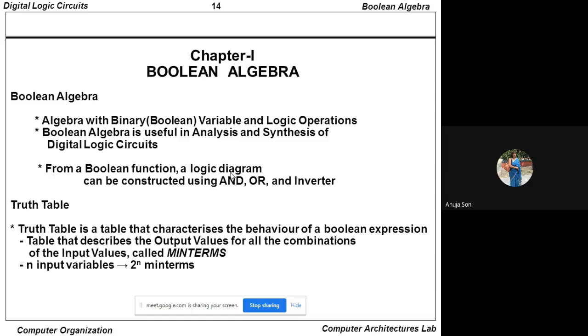Now we come to the very first chapter of your course contents, computer system architecture. Broadly, the title of your chapter is Digital Logic Circuits. Under digital logic circuits, in order to understand the behavior of digital logic circuits, we need to study Boolean algebra.